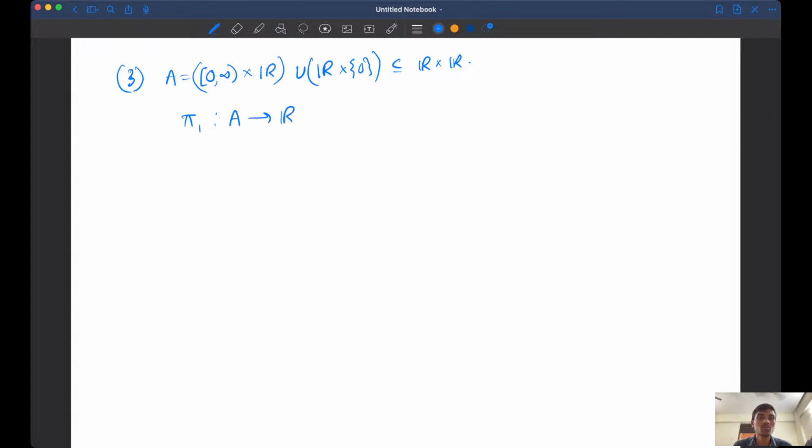Okay, this is again onto, because in this coordinate you have R cross 0, so even just surjectiveness you get from this one. So this is the restriction of pi 1, from R cross R to R.